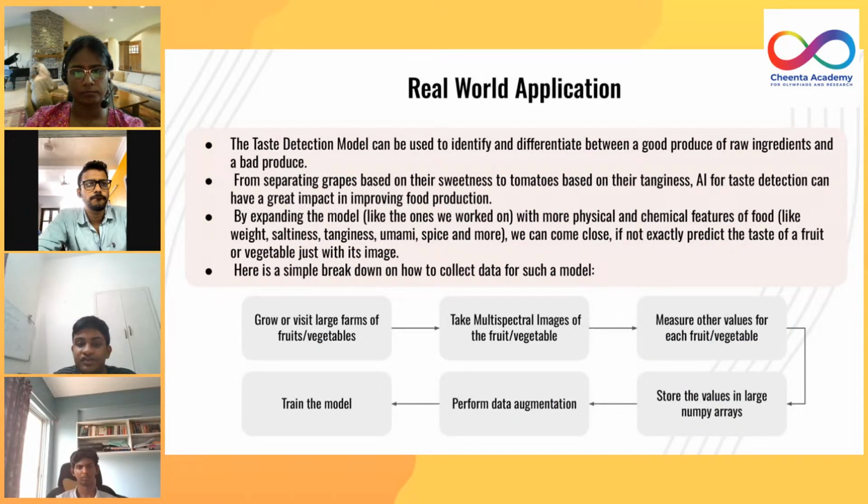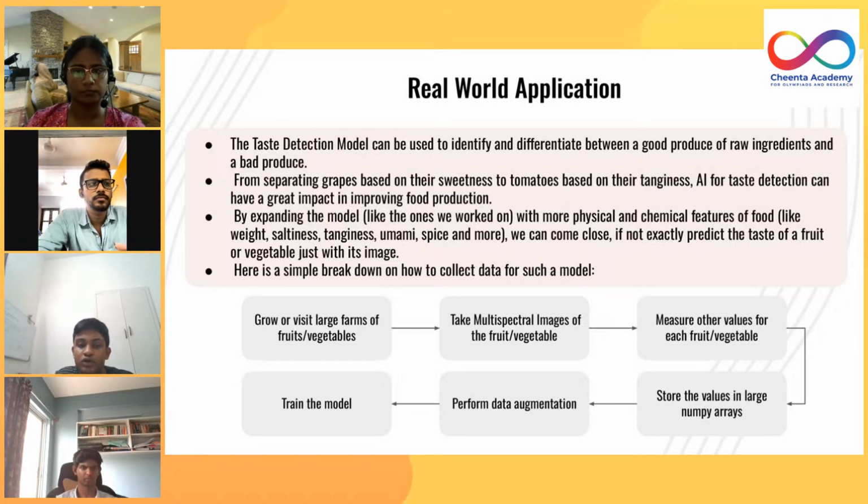So these are some real world applications and how we can actually apply our problem in this world. Taste detection models can be used to identify and differentiate between good produce and raw ingredients and bad produce. From separating grapes based on their sweetness to tomatoes based on their tanginess, AI for taste detection can have a great impact on improving food production.